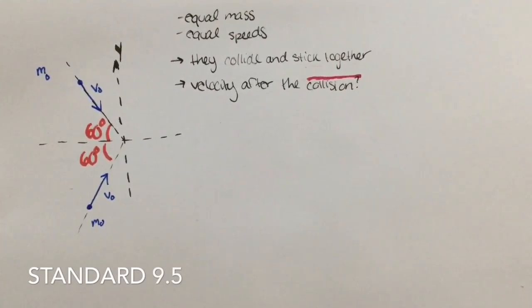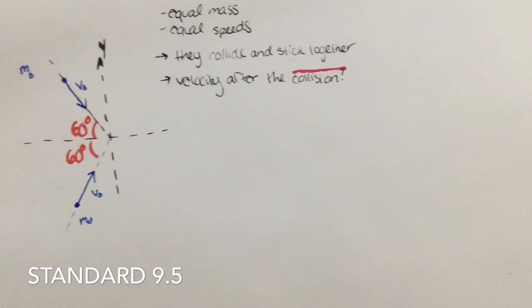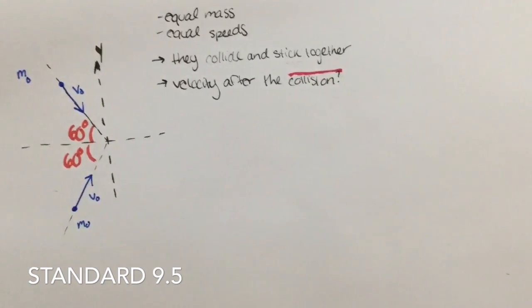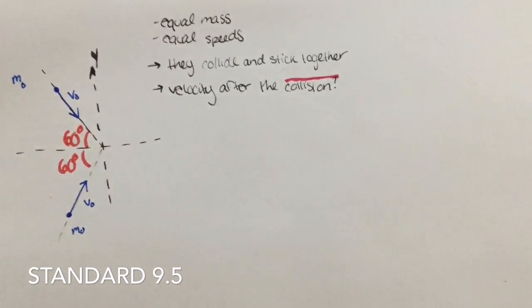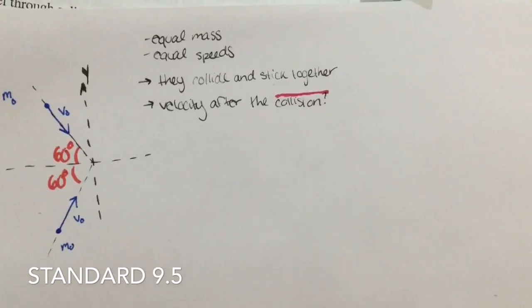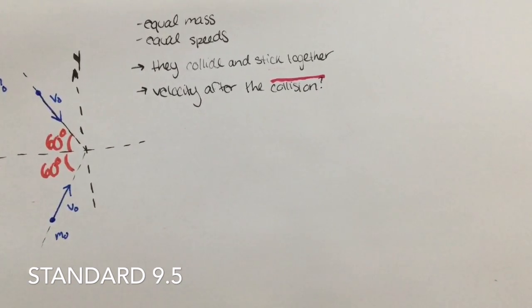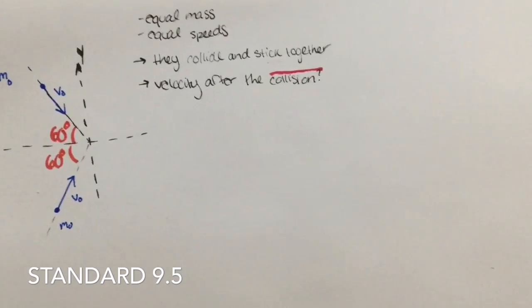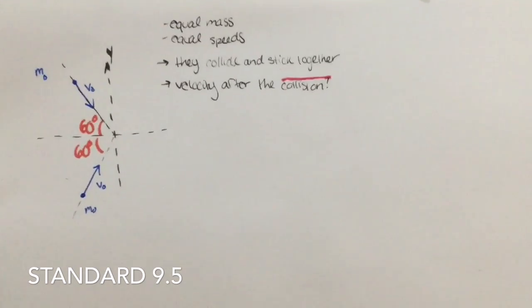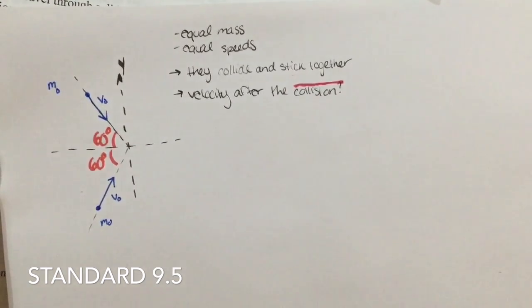Two particles of equal mass m moving with equal speeds v along paths inclined at 60 degrees to the x-axis shown collide and stick together. Their velocity after the collision has magnitude... To find the magnitude of the velocity after the collision, you'd have to use the conservation of momentum.